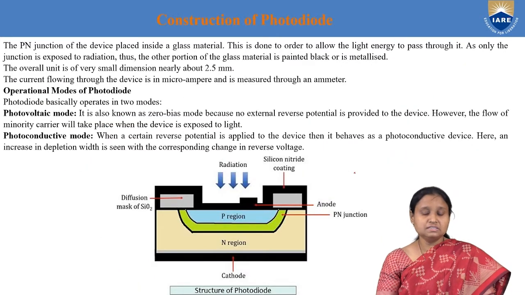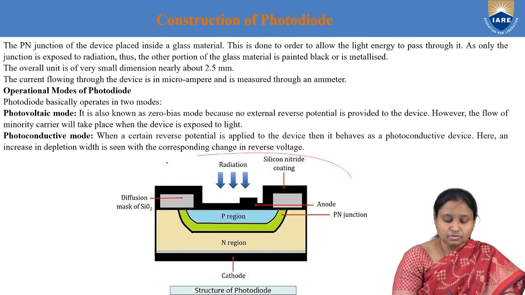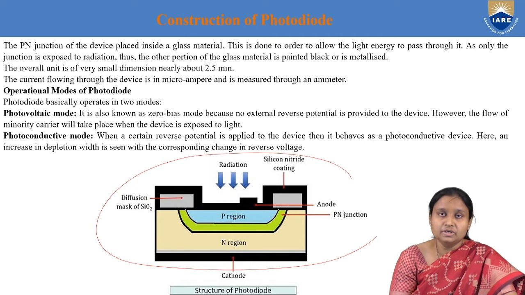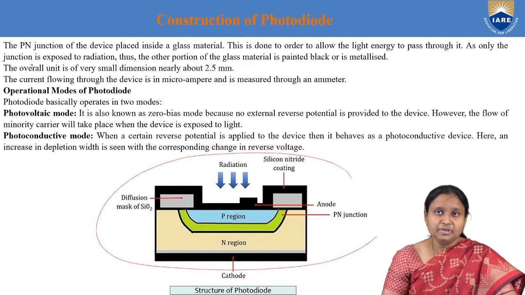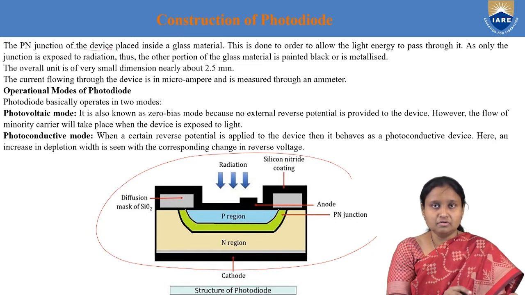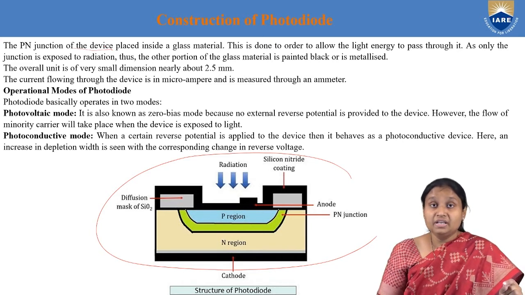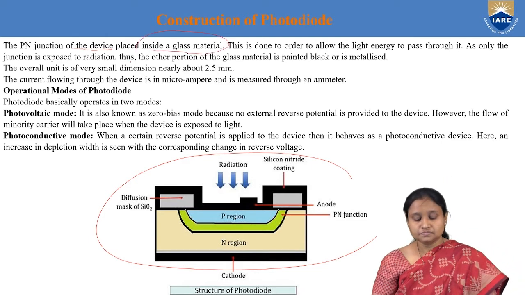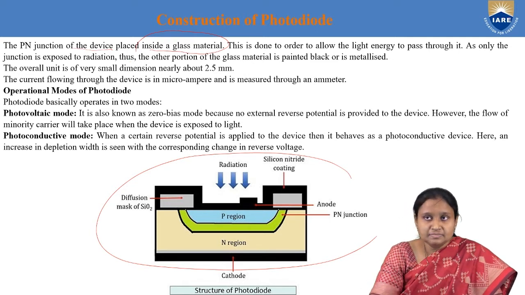And if you look at the construction of photodiode, this figure shows its construction. It is a small device, and its physical appearance is very small. This device has its PN junction, and this PN junction is placed inside a glass material.